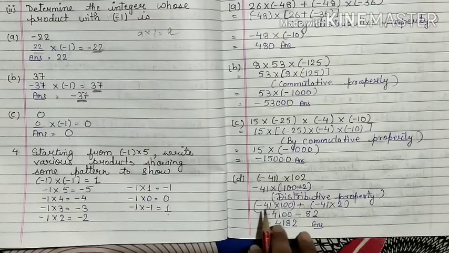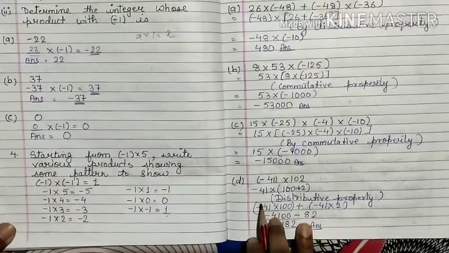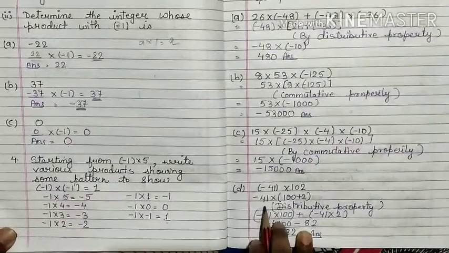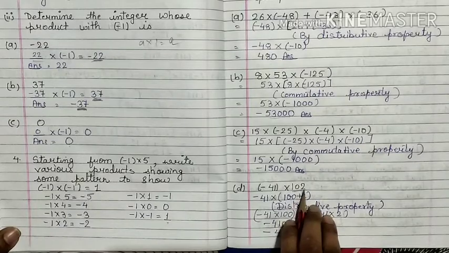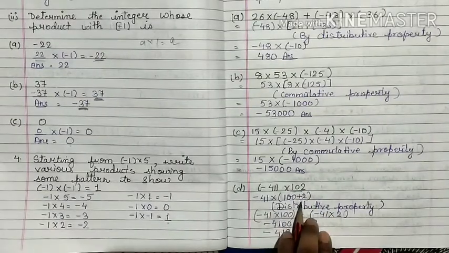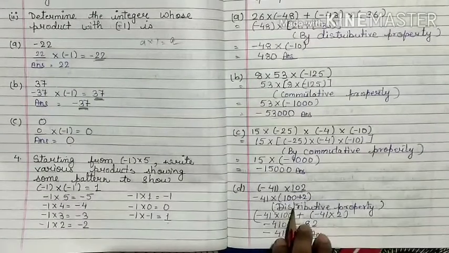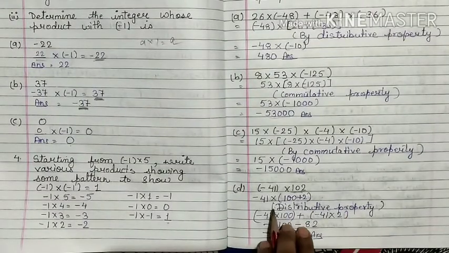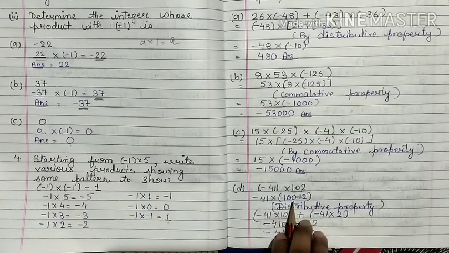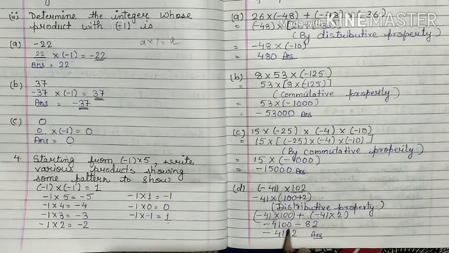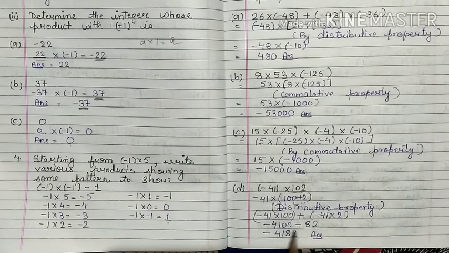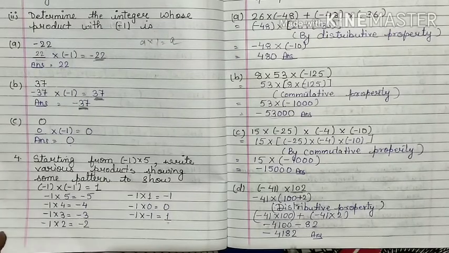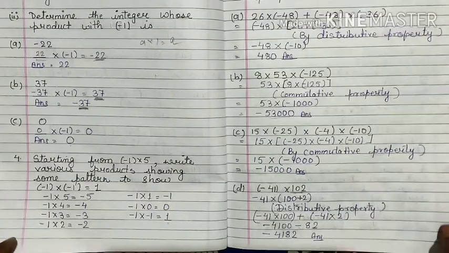D part, -41 into 102. How can we distribute 102? 100 plus 2. So by using the distributive property, first we multiply 41 into 100, then it is -4100, and -41 into 2, then -82, minus minus plus, then the answer will be -4182.